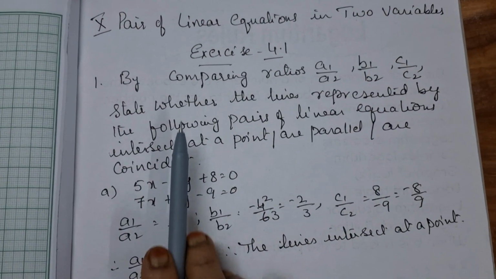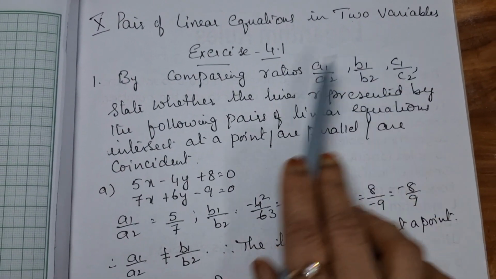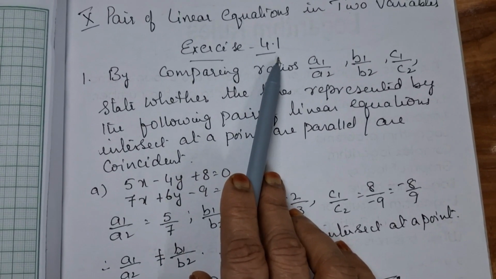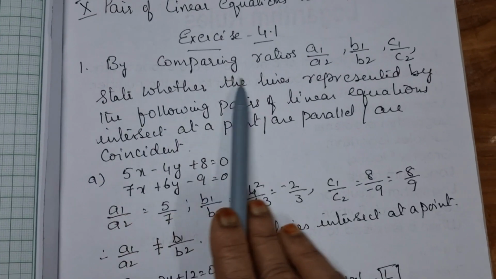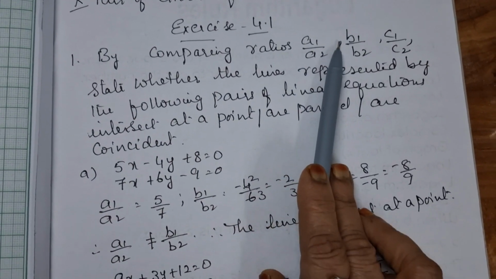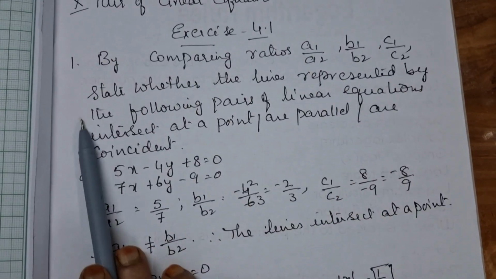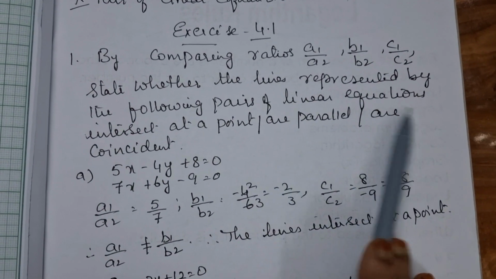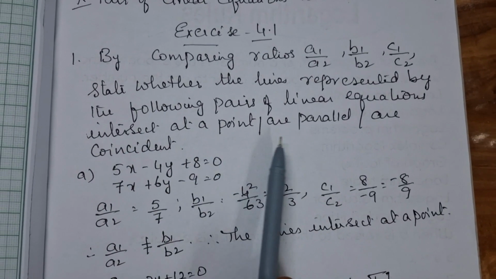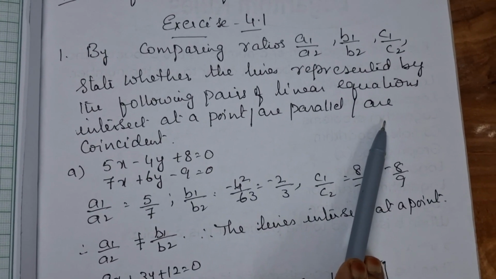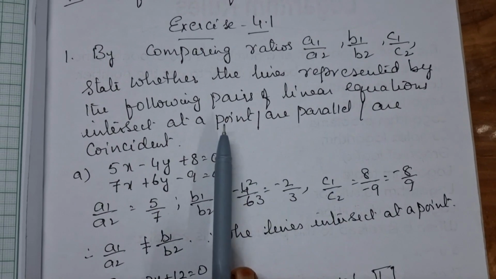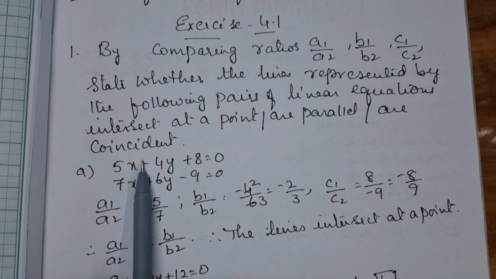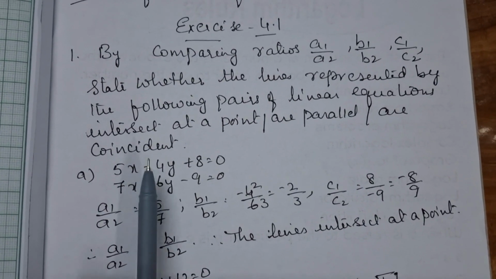Now children, in this same chapter, pair of linear equations in two variables, exercise 4.1, first problem. By comparing the ratios a1 by a2, b1 by b2, c1 by c2, state whether the lines represented by the following pairs of linear equations intersect at a point, are parallel, or coincident. Any one of these you have to do. I have already explained this to you, children, in your previous video. If you have any doubt you can go through it.